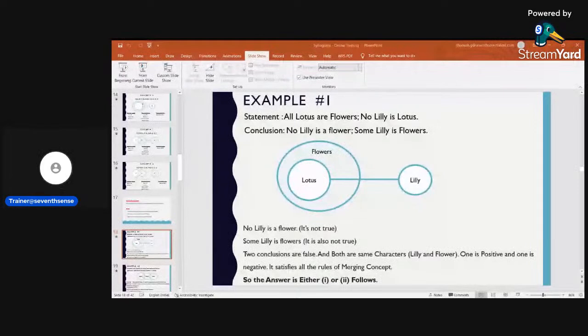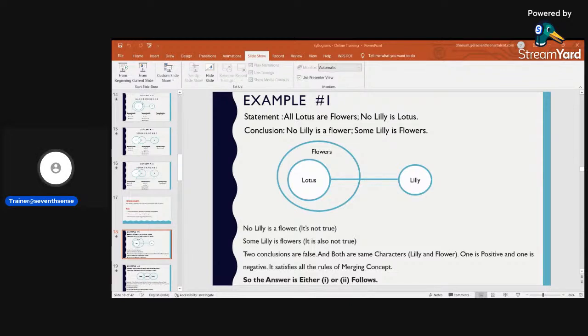Okay, so let's solve another example. Some cameras are radios and some statues are cameras. Some cameras are radios means camera and radios are connected circles, and some statues are cameras means statue and cameras are connected circles. We have some radios are statues and no radio is a statue as conclusions. Let's check these two conclusions: both are speaking about the same characters, radios and statues, right? One is positive and one is negative. So these conclusions follow the merging concept rules, hence the answer will be either one or two.